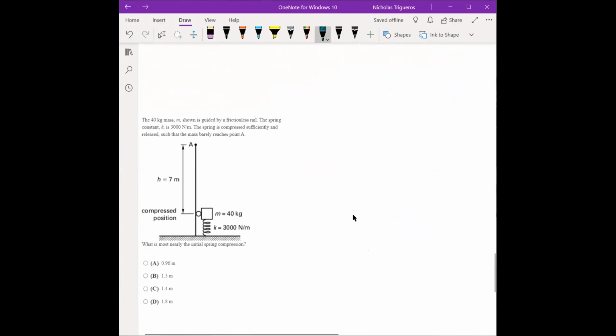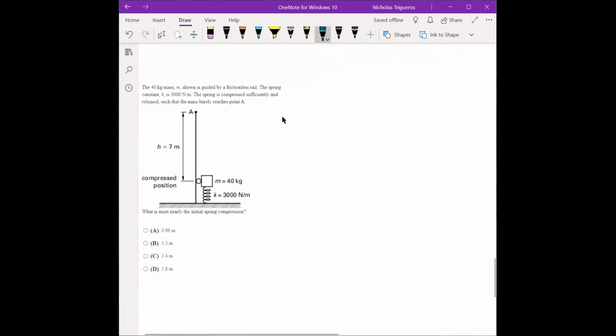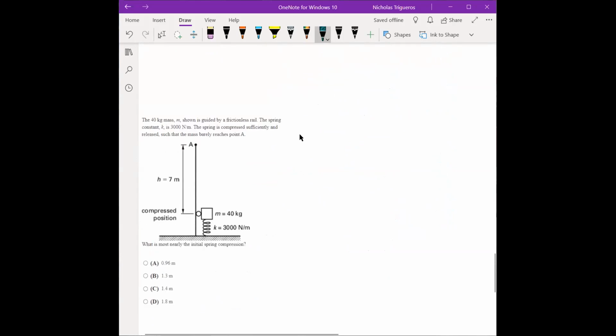Okay, so the last one I currently have for y'all, using some energy theorems now. There's a 40 kilogram mass guided by a frictionless track with a spring of constant K, and it's compressed sufficiently and released such that the mass barely reaches point A. All right, what do we know about this system? What is the initial spring compression? We want to find X.